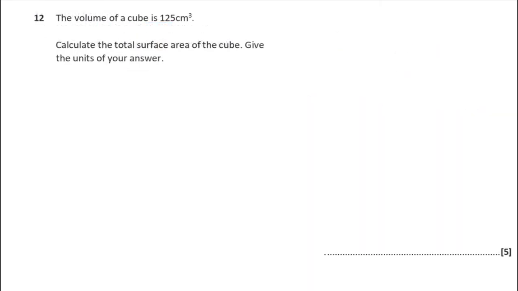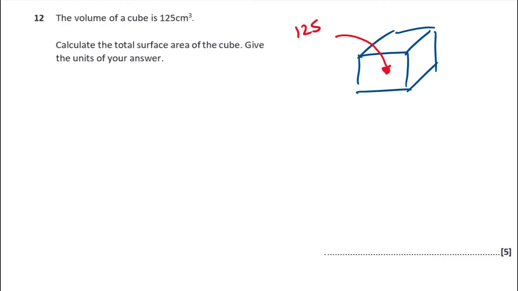Okay. Question 12. The volume of a cube is 125 cubic centimeters. Calculate the total surface area of the cube. Give the units of your answer. Okay. Now I've got a cube here, and I know that the volume of that cube, the space inside of that shape, is 125 cubic centimeters. Okay. What size is the cube then?